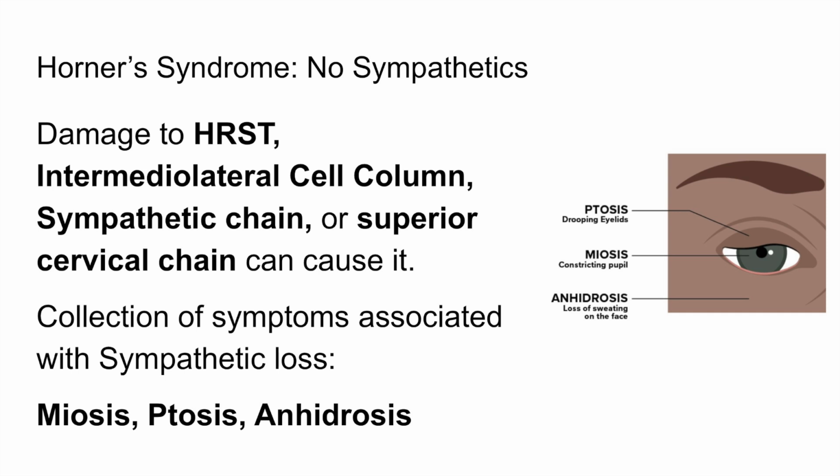And again, that's no sympathetic, so it's going to be damage to that HRST, to the intermediolateral cell column, sympathetic chain, superior cervical ganglion, literally anything involved in the sympathetic pathway. And so again, the symptoms you want to look out for are going to be that miosis, okay, which is going to be that constriction of the pupils. It's going to be ptosis, that slight droop there, and anhidrosis, okay, which is going to be loss of sweating.